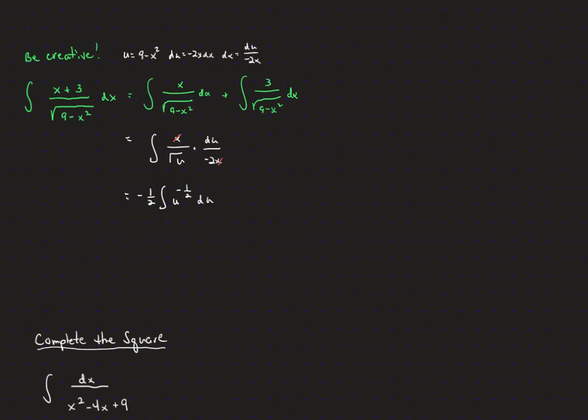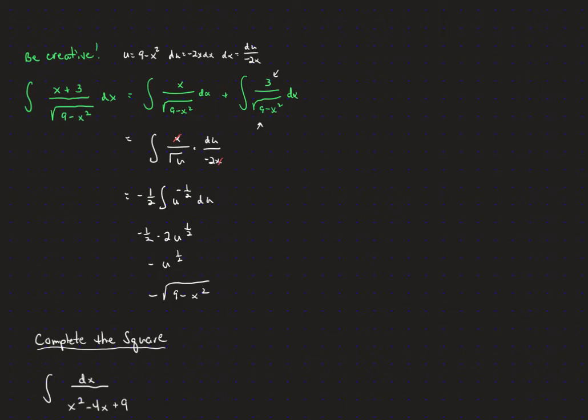So that's just an ordinary power function. We're going to add 1 to the exponent, multiply by the reciprocal of our new exponent. That will be a negative u to the 1/2. That is, it's going to be a negative square root of 9 minus x squared. Now, back to that second integral. Here we cannot use that same u substitution because we don't have an x there.